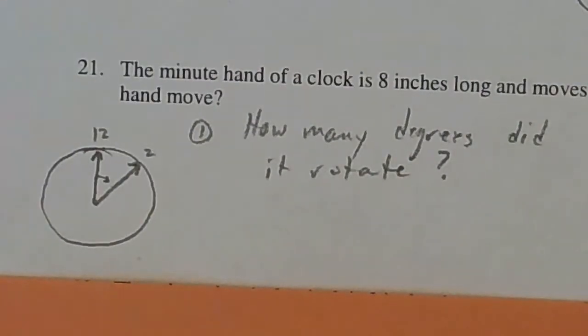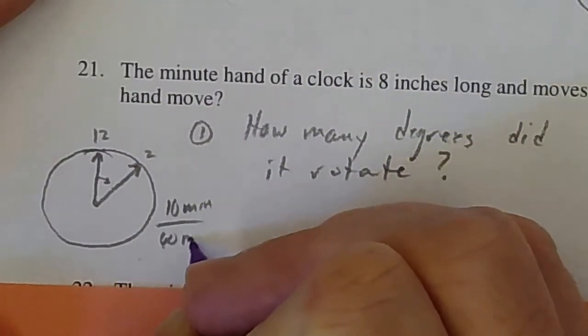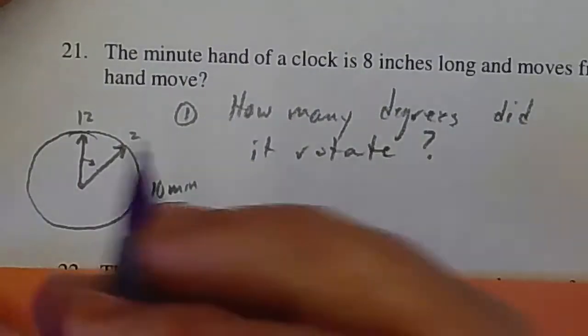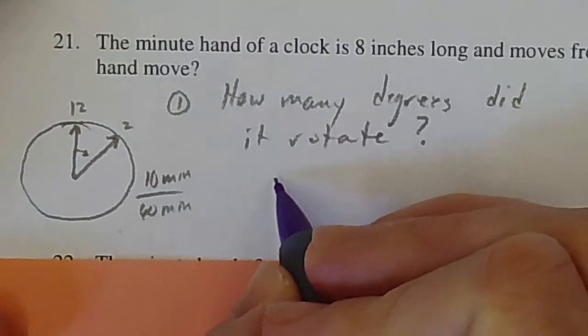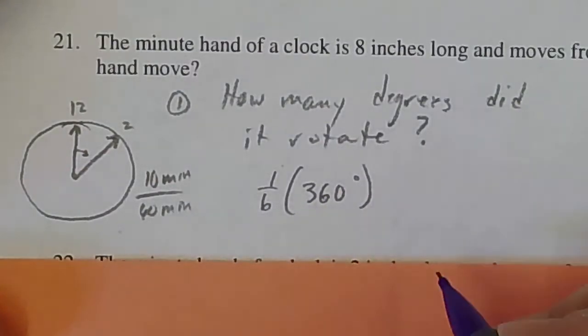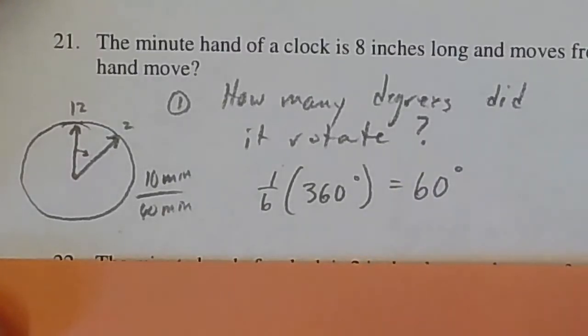Sometimes you have to look at a clock to remind yourself how many minutes that is. That's 10 minutes out of the 60 minutes for an hour. So that is 1/6 of an hour, 1/6 of a rotation, because obviously when it rotates all the way around, 360, that's 60 minutes. So what you need to figure out is what is 1/6 of 360 degrees? And it works out to be 60 degrees.